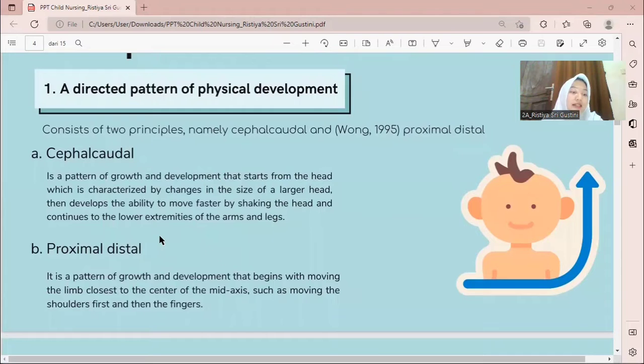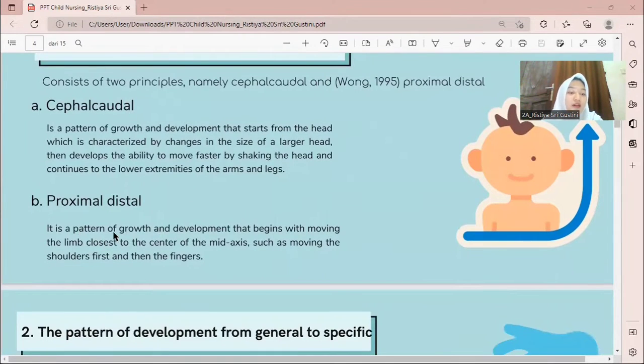Next, proximal distal. It is a pattern of growth and development that begins with moving the limb closest to the center of the mid-axis, such as moving the shoulder first and then the fingers. So growth starts in the middle of the body and then moves to the feet and hands. An example is the early maturity of trunk and arm muscle control compared to the hands and fingers.